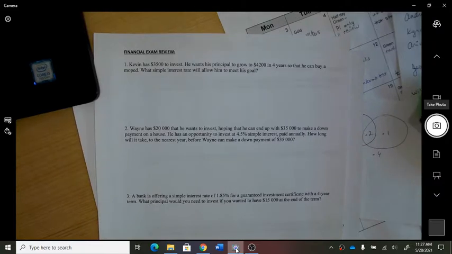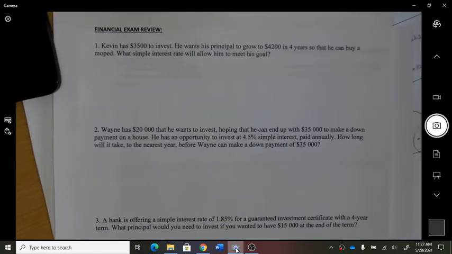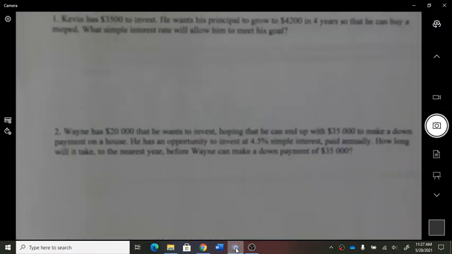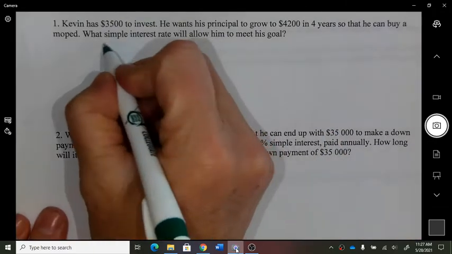Okay, I'm going to talk about compound and simple interest. Kevin has $3,500 to invest and wants it to go to $4,200 in 4 years. He can buy a moped. What's the simple interest rate?